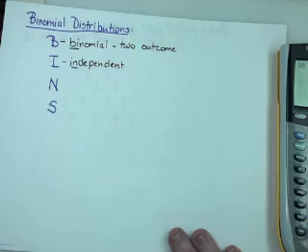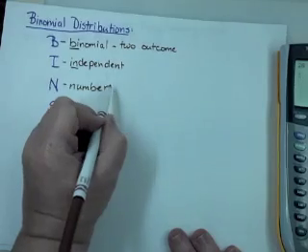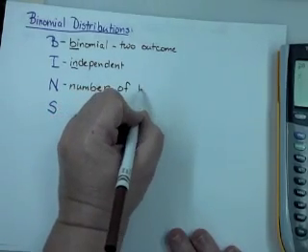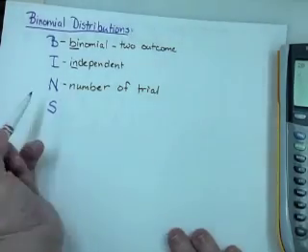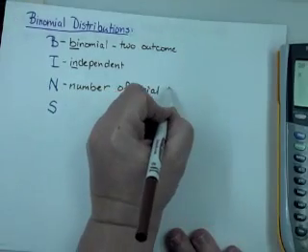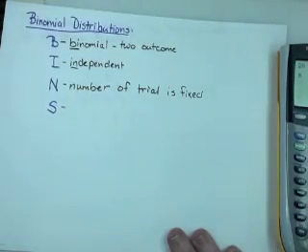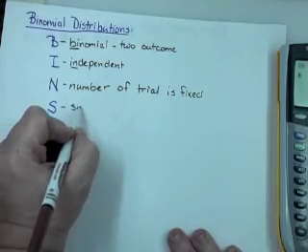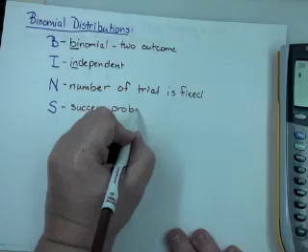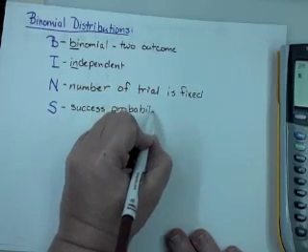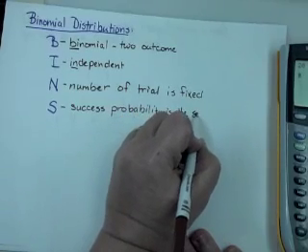The third one is that the number of trials has to be fixed. I'm going to roll my die 4 times. I'm going to try to make a 3-pointer 10 times. It probably would take me 10 times. The number of trials is fixed. And then the last one, S, is that the probability of a success is the same for each trial.